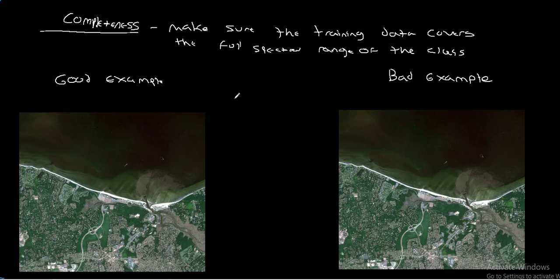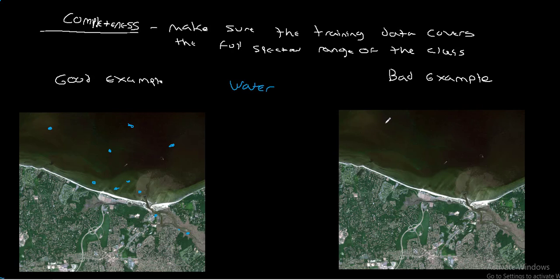Okay, let's do this again. Let's do water again. So this is a good example. We'll grab some training data from the deep water. We'll make sure we grab some training data from the shallow water. And we'll make sure we grab some training data from the river water. We've captured all three different types, if you will, for the class. So what would it look like to do this improperly? What would a bad example look like?